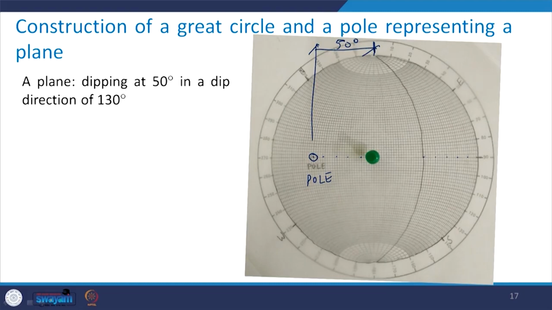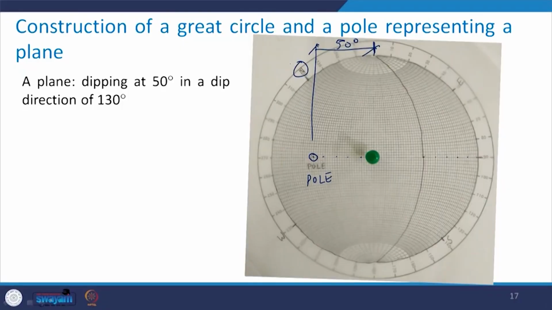So please remember, larger is the dip, farther will be the pole from the center. Larger is the dip, closer will be the great circle towards the center.